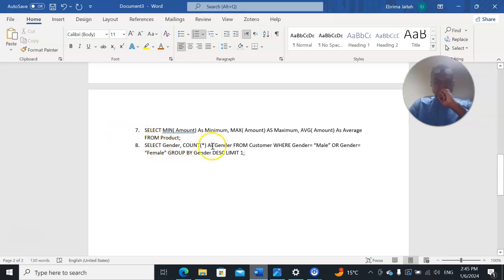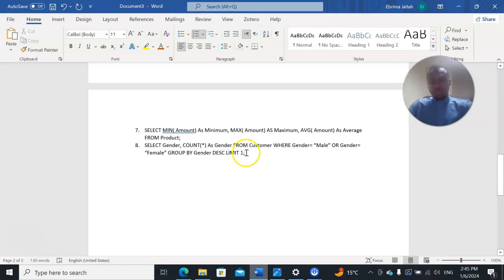So let's say this. Select gender, count with asterisk, meaning count the number of occurrences of this gender, as gender from customer, where gender equals to male or gender equals to female. Group by is the same as you want to arrange it based on the gender. Descending means from the smallest to the highest, because we want to know which gender is the most common occurrence.